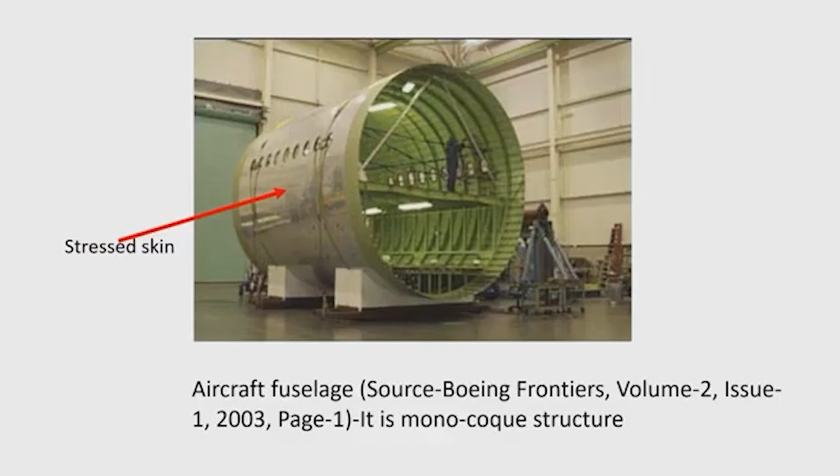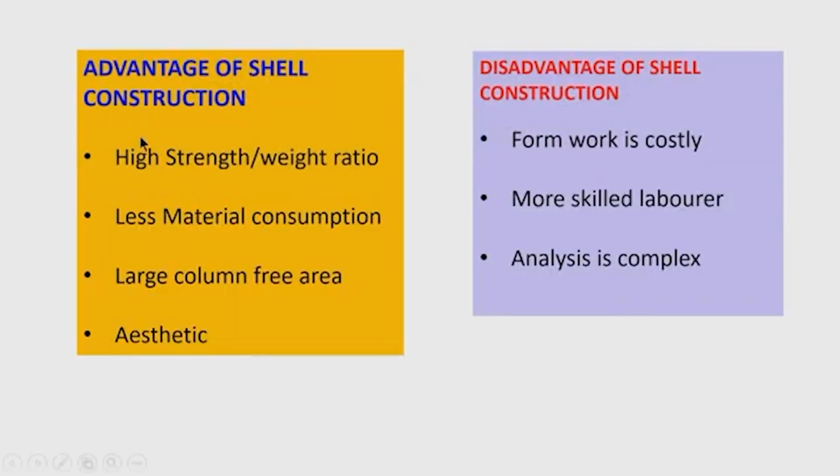Especially the curved construction. Okay. Now, the disadvantages of shells are also there, because the curvature is sometimes very complicated. You may have a single curved type of shell, or you may have a doubly curved type of shell. So, therefore, formwork is very costly, because it depends on the nature of the curve.